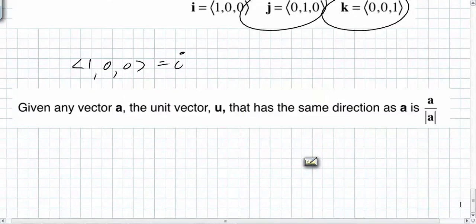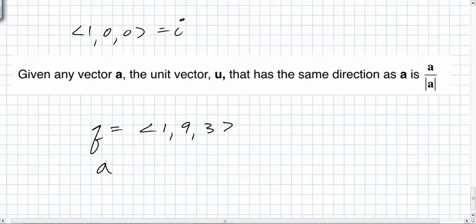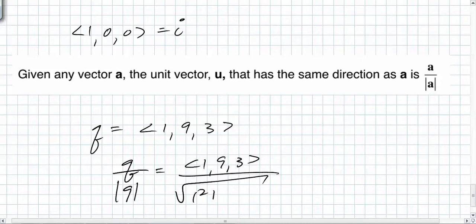So for example, let's make up a vector, something not too big. Let's say not j because we used that already. How about the vector q? 1, 9, 3. What's the unit vector? If I want the unit vector that is parallel to q, can you give me a unit vector that's parallel to q? It's going to be q over the magnitude of q. So it's going to be 1, 9, 3 over the square root of 1 squared plus 9 squared plus 3 squared.